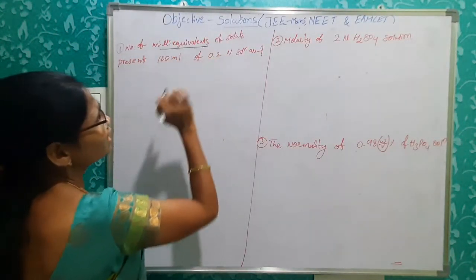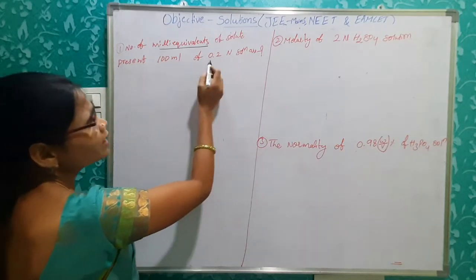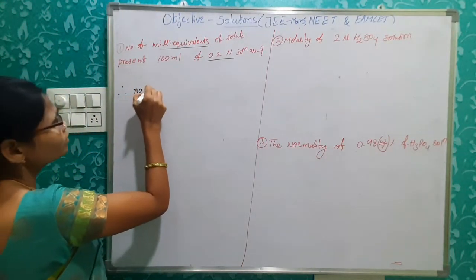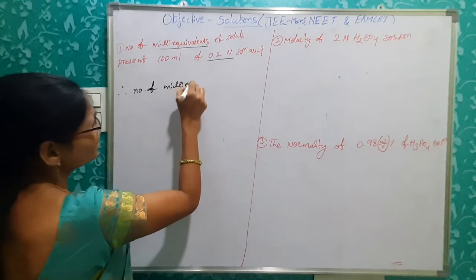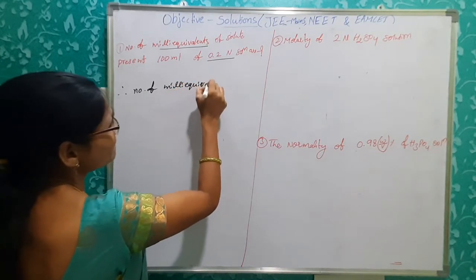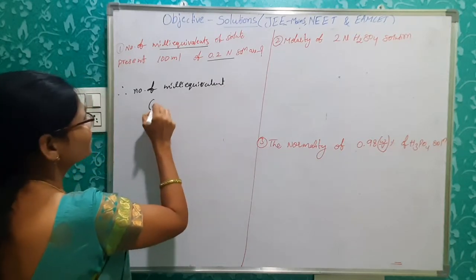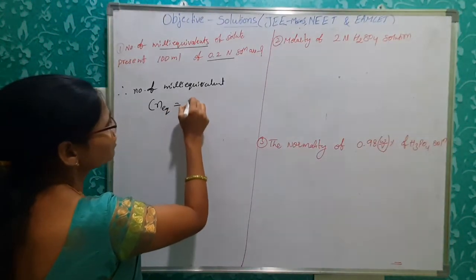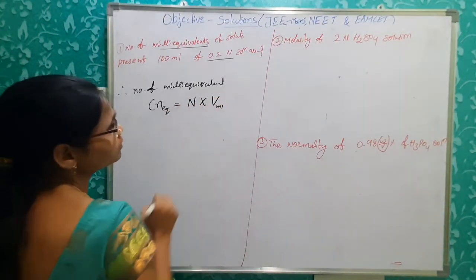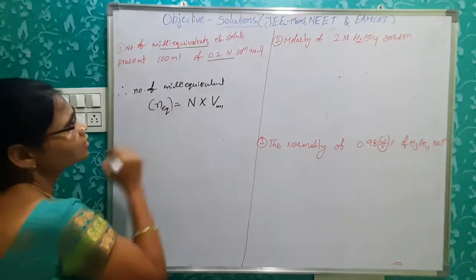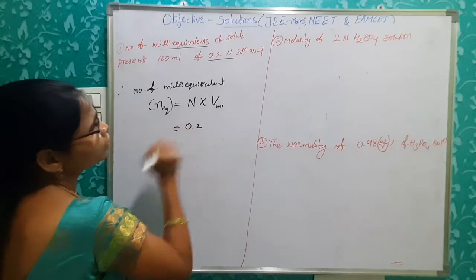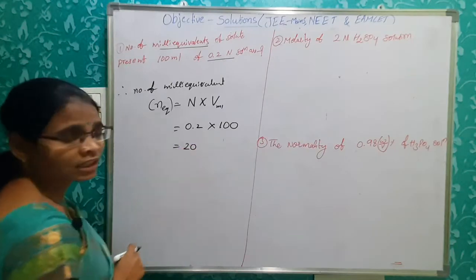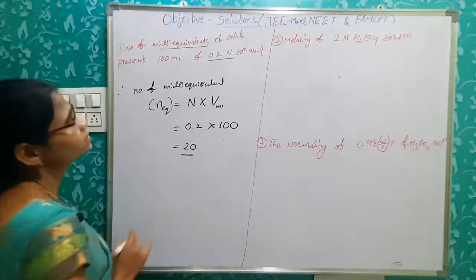First problem on normality: the number of milliequivalents of solute present in 100 ml of 0.2 N solution. We know very well the number of milliequivalents, NEQ, is equal to normality into volume of solution in milliliters. Normality is given as 0.2, volume is given as 100 ml. How much? 20 milliequivalents. Clear? This is the answer.